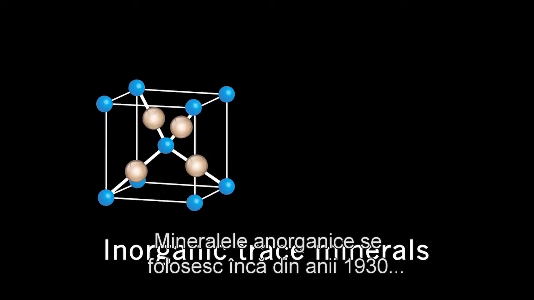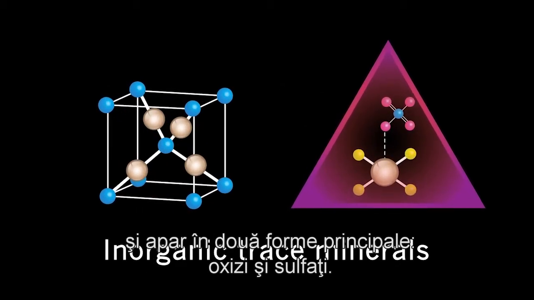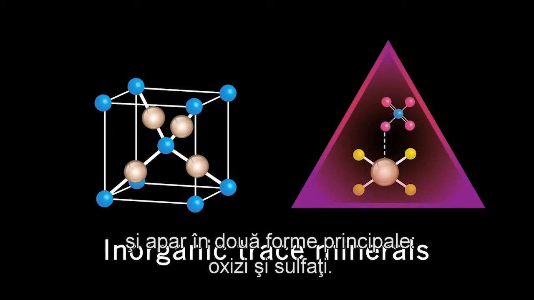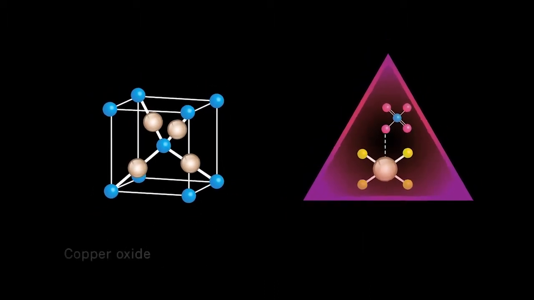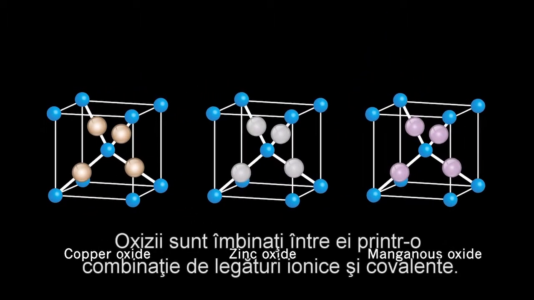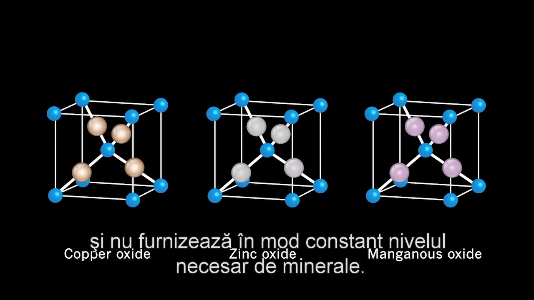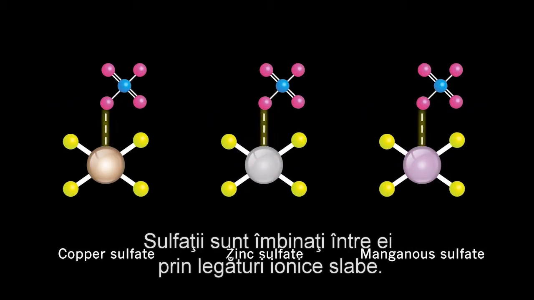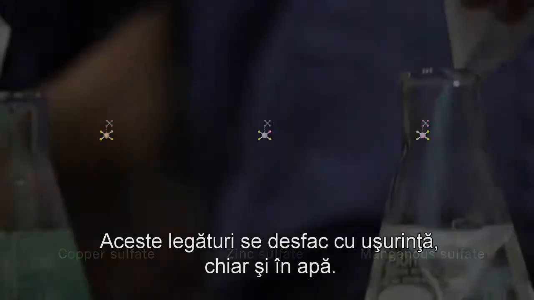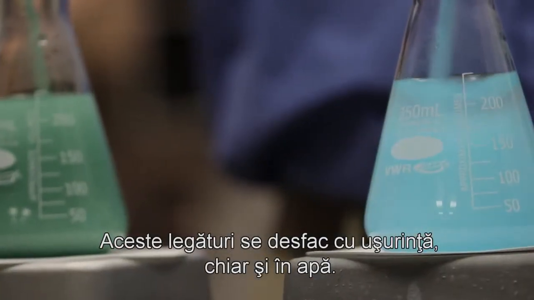Inorganic trace minerals have been in use since the 1930s and come in two main forms: oxides and sulfates. Oxides are held together with a combination of ionic and covalent bonds. They typically separate very slowly and do not consistently provide a desired level of trace mineral supplementation. Sulfates are held together with weak ionic bonds. These bonds separate easily, even in water.